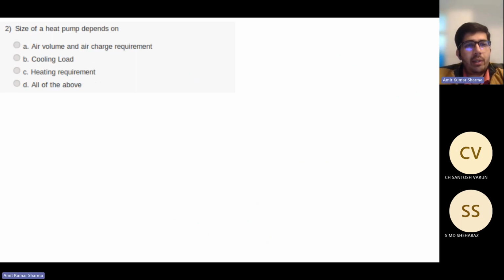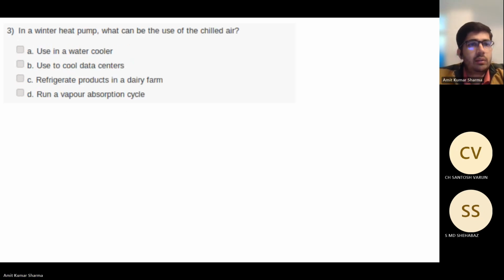The size of a heat pump depends on, I think we have covered this question already. So the correct answer is D. Air volume and air change requirement, cooling load, heating requirement. In a winter heat pump, what can be the use of the chilled air? So in winter, suppose we are using a heat pump, what can be the use of the chilled air that will be coming out from the heat pump? Let me know the answer with reasonings.